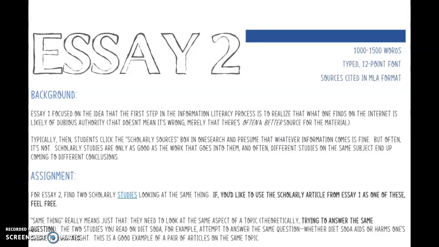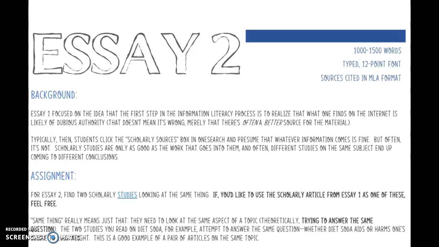All right, so as always, the essay here is set up in the same format as the last one. There's some background. Essay 1 focused on the idea that the first step in the information literacy process is to realize that what one finds on the internet is likely of dubious authority. It doesn't mean that it's wrong, it just means we don't know enough to establish credibility. So we might need to go and look beyond just a single thing that we can find online.